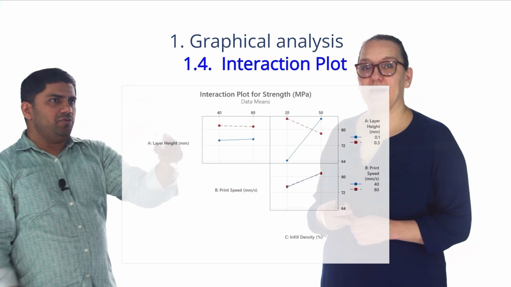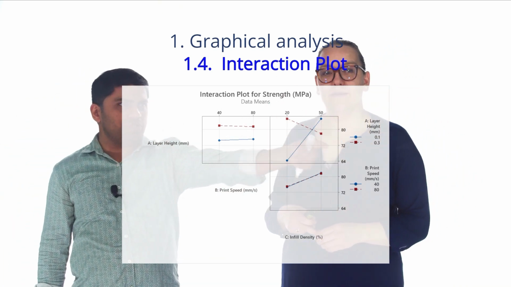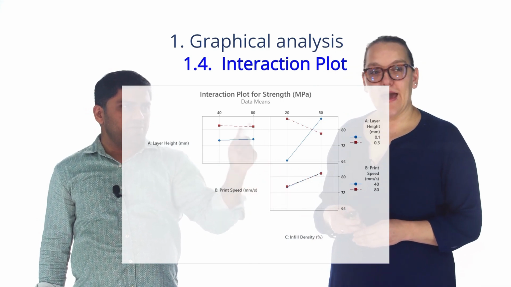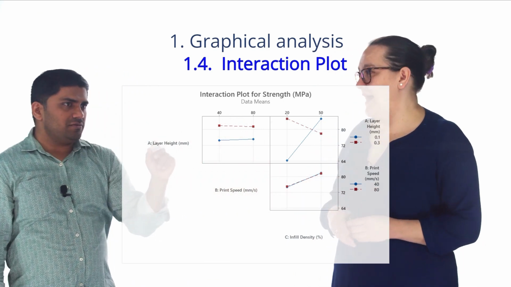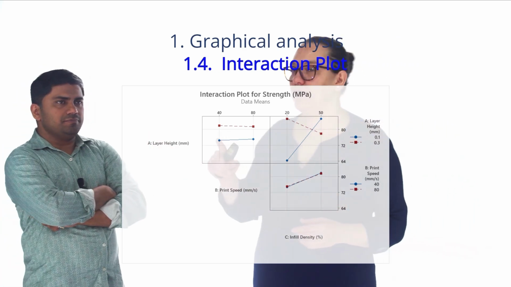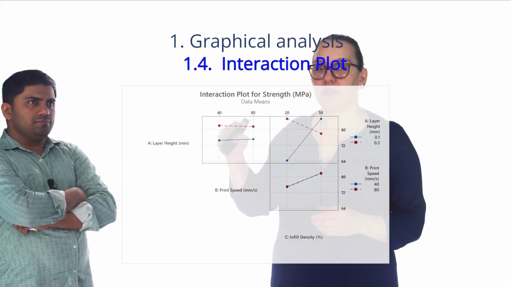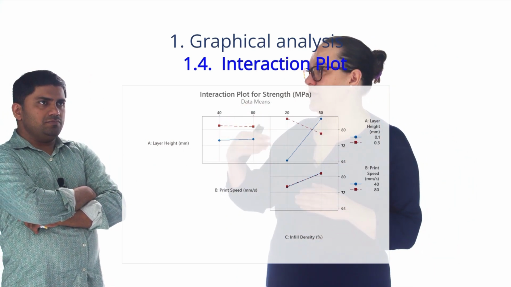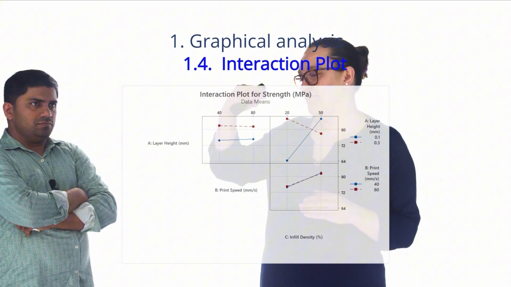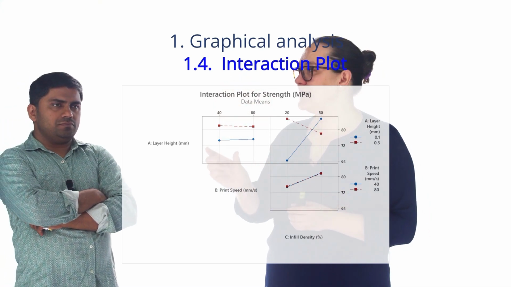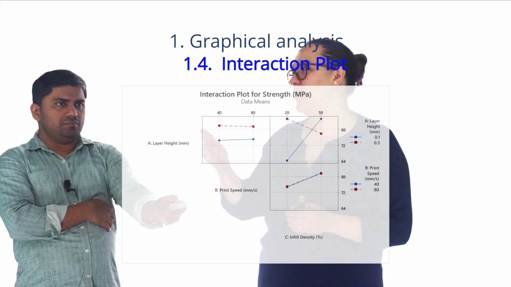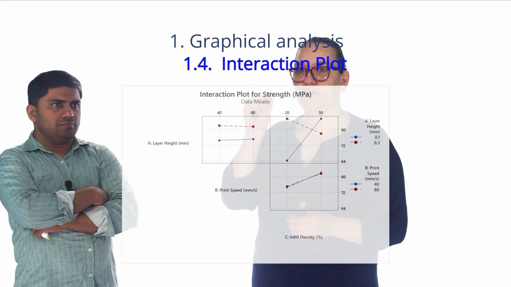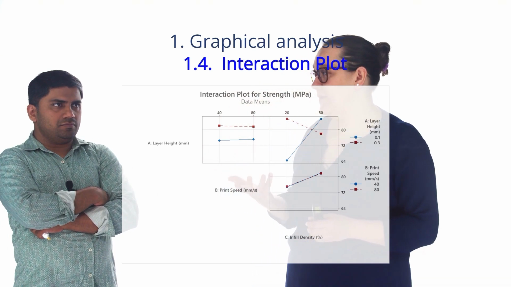Okay, so why are there some parallel lines and why are there some crossings? Let's go to the first one here, where they are parallel. As you mentioned, the blue line represents a layer height of 0.1, so the smallest one, and the red, the thicker layer. In the x-axis here, you can see the print speed from low to high, and these dots represent the mean strength. So in this case, we are looking at the response strength.